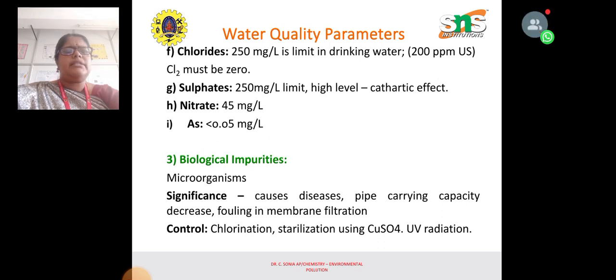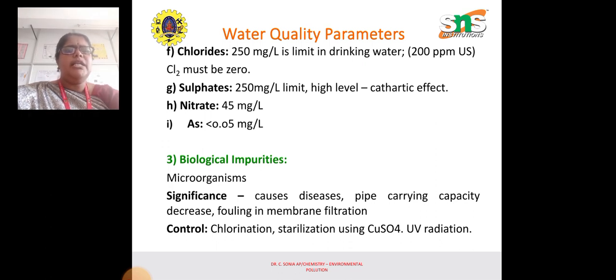Then chlorides. 250 mg per liter is the limit in the drinking water. Chlorine gas must be 0. Then sulfates, 250 mg per liter limit. High levels cause cathartic effect. Nitrates, 45 mg per liter is the limit in water. Then arsenic, it should be less than 0.05 mg per liter. If it is higher in value, it will cause arsenic poisoning.